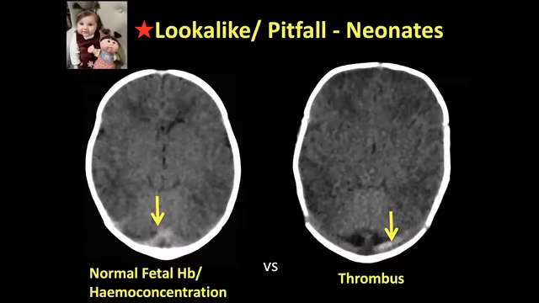Then remember that in the early neonatal period, you still have fetal hemoglobin and they are hemoconcentrating. And it can look very similar to a thrombus. So don't call diffuse venous sinus thrombosis in a patient who actually just has normal fetal hemoglobin. So if there's no other features that look like venous sinus thrombosis, don't call it. And again, look at that normal CT on the left and the white matter hypodensity.